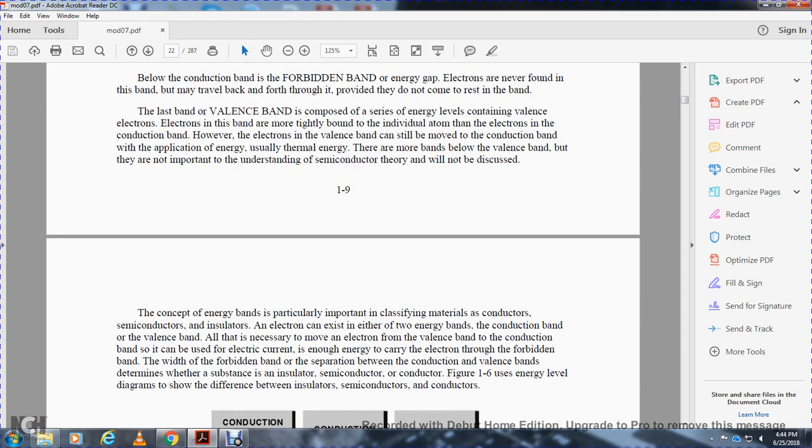The concept of the energy band is particularly important in classifying materials as conductors, semiconductors, or insulators. The electron can exist in two energy bands, the conduction band and the valence band. It is necessary to move the electron from the valence band to the conduction band to produce electron current. Enough energy carries the electron through the forbidden band. The separation between the conduction and valence bands determines whether the substance is an insulator, semiconductor, or conductor.